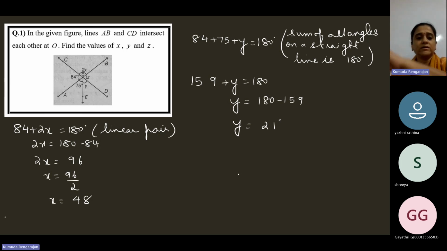How can you find Z using vertically opposite angles? Yes. So Z is equal to 84 degrees, because vertically opposite angles are equal.